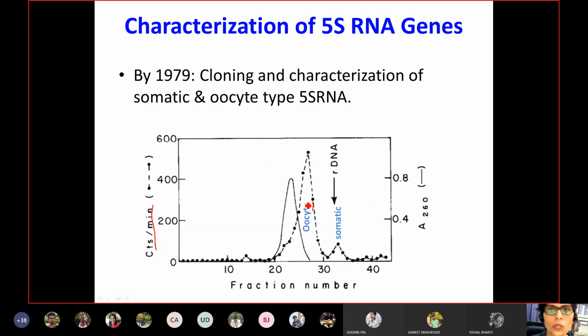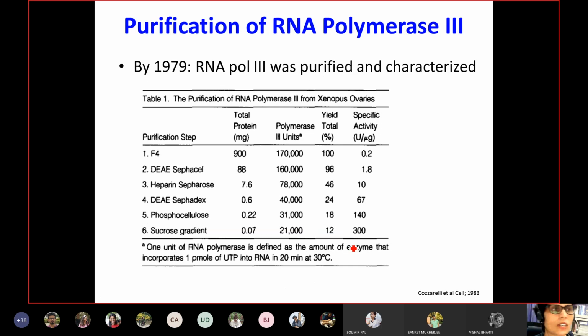So they were able to isolate this fraction and isolate these somatic cells, and they were able to clone and characterize these genes. Now, another important advancement by 1979 was the isolation of RNA polymerase 3. That was also purified and characterized properly.